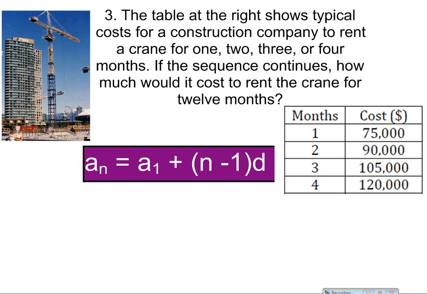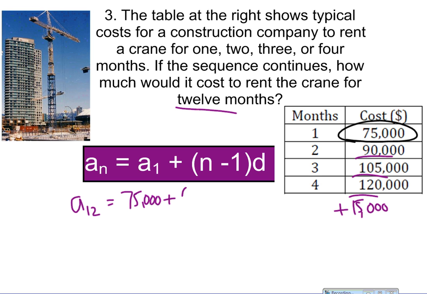So if I take a look here, the first month to rent a construction crane costs $75,000. Everything after that is a general increase of $15,000 each month. So I'm adding $15,000 each month. How much is it going to cost to rent it for 12 months, better known as a year? What I'm looking for is 12. My first term would be 75,000. N minus 1 is going to be 11, and my common difference is going to be 15,000. So what I've got to do is evaluate that, put that together.